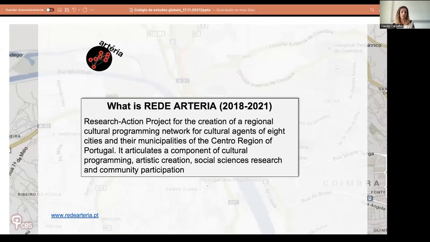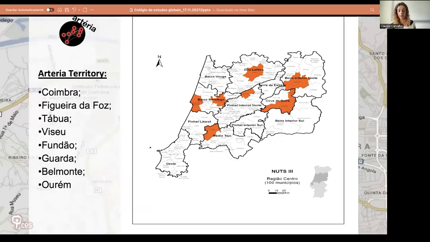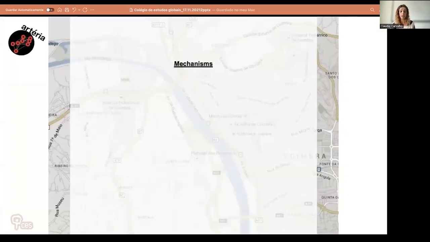So it's a research action project for a creation of a cultural programming network for cultural agents of 8 cities and municipalities of the central region of Portugal, articulating different types of components for cultural programming, artistic creation, but also the components of research and social science research in relation to these approaches of community participation. So it has happened in 8 municipalities in the central region.